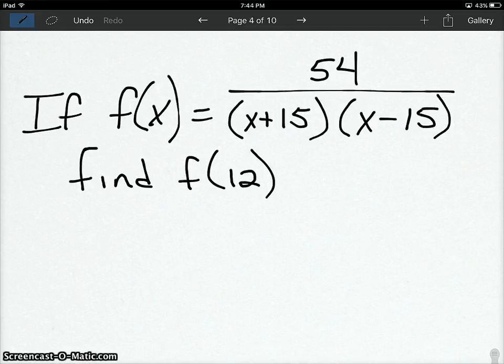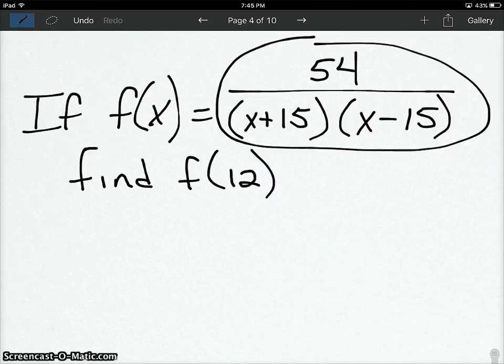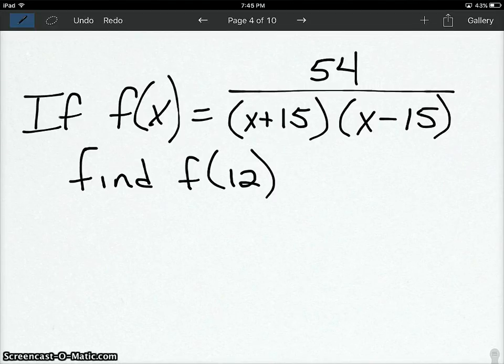Now you look at this one, and people start to freak out. They see f of x. Oh no, what do I do? Nothing different at all. This is just telling you if f of x equals this whole scenario right here, then what is f of 12? Well, all this is telling you is the same thing that they gave you before. It's just written in a little bit of a different expression.